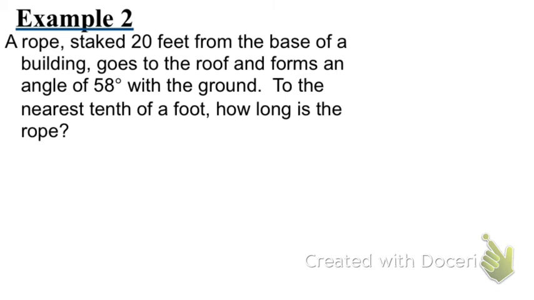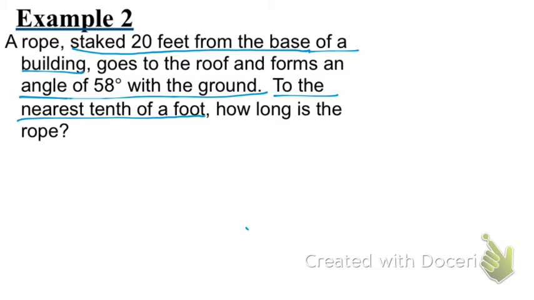Okay. Underline, highlight, circle important information, like Seth said. What's probably important here? 20 feet, 58 degrees. It's staked 20 feet from the base of the building, and the rope makes an angle of 58 degrees with the ground. We need to know, to the nearest tenth of a foot, how long the rope is.